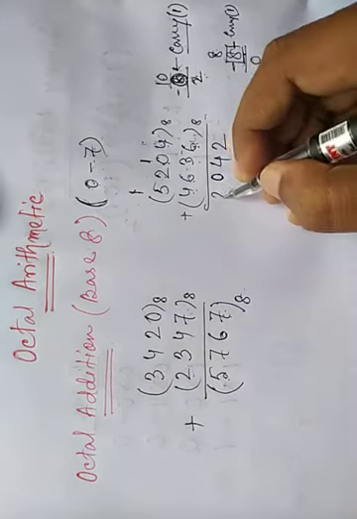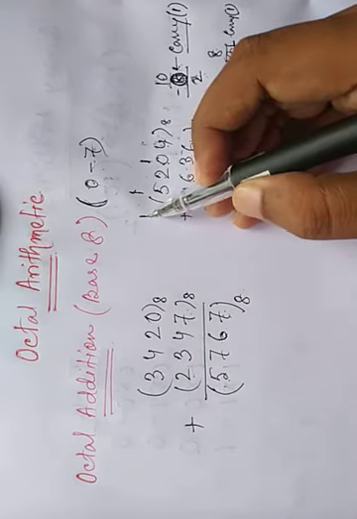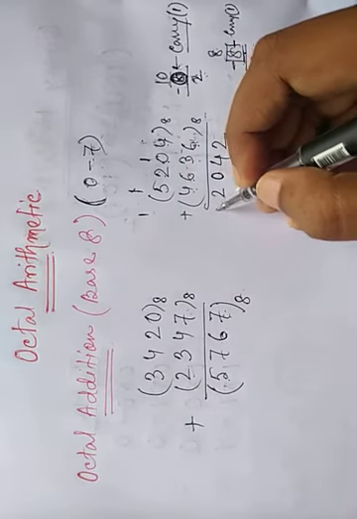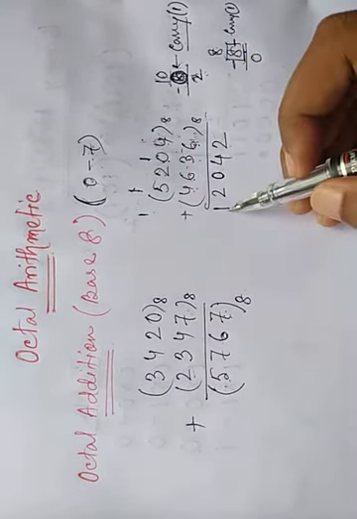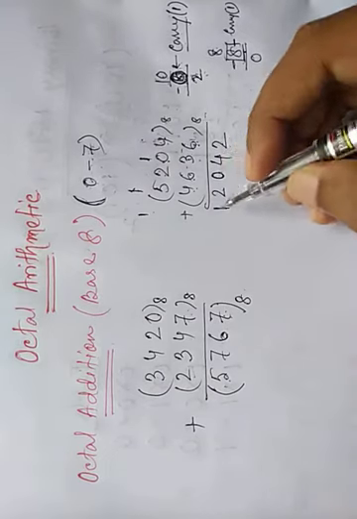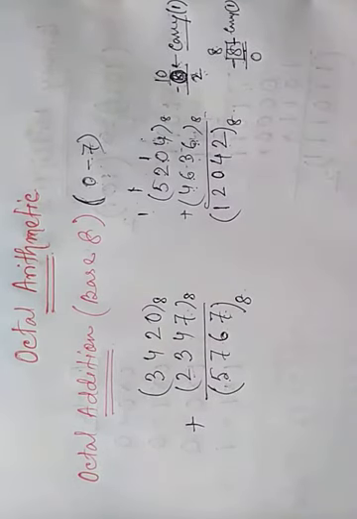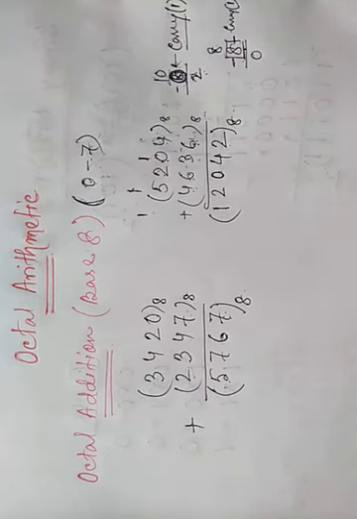So we have to write 2 here, as 1 8 is extra. There is also 1 carry, and as there are no more digits, we have to put it here. Now you can see it is 1 2 0 4 2. All the digits are within the octal number system. Okay, this is not so hard.